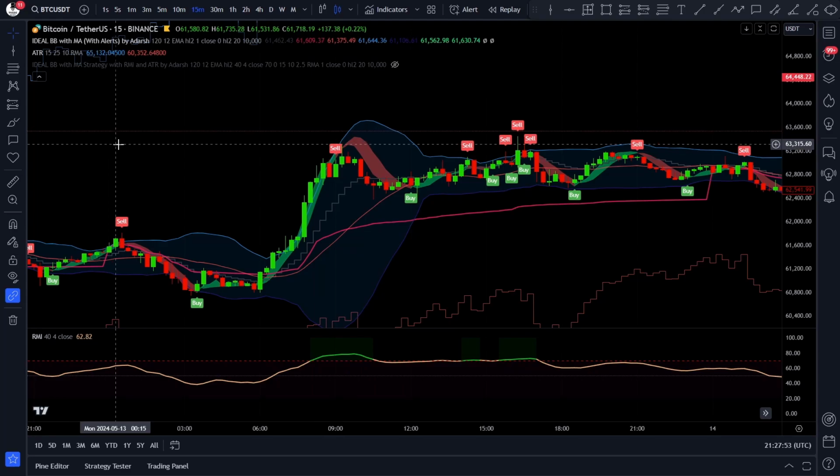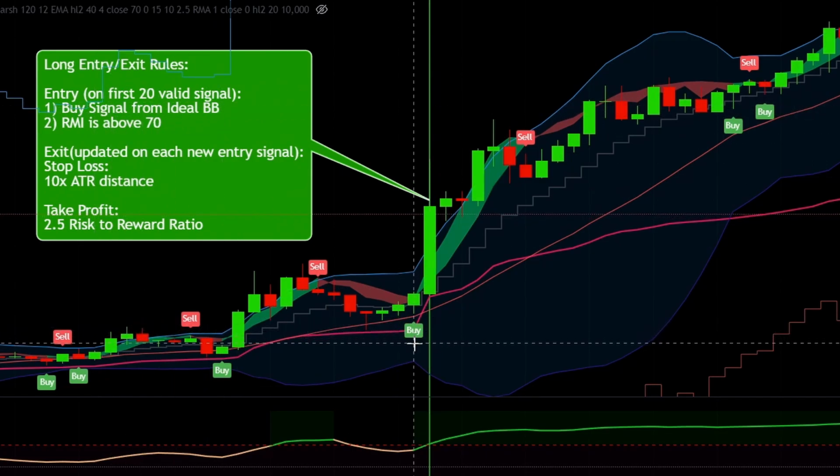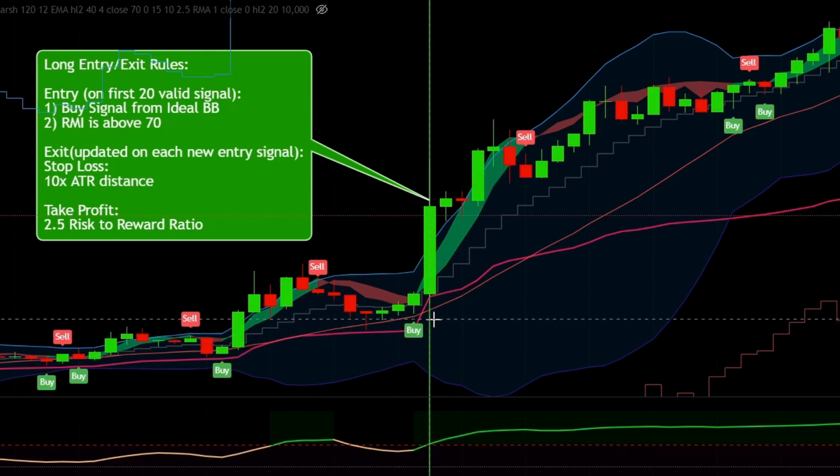So now let's see the rules for long entries and exits. Here we have a valid long entry signal. For a valid long entry, first we need to see a buy signal from the idealBB. Here we have a buy signal, but as I said, as the original idealBB has a 1 candle repaint, just consider it painting on the next candle.